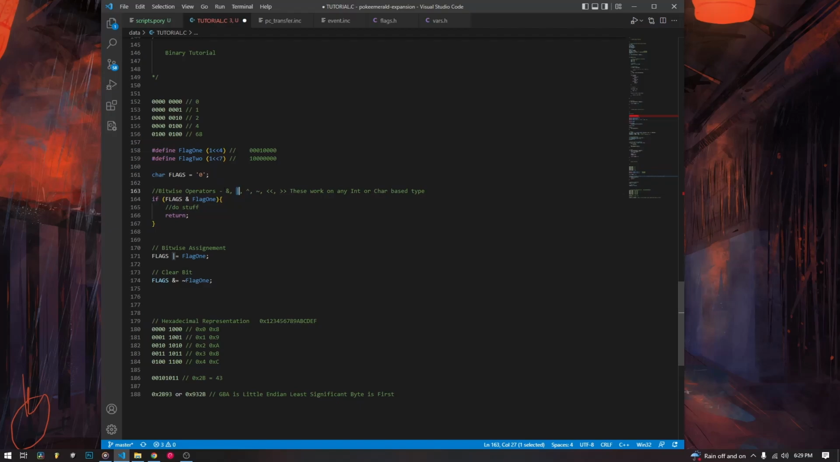Or would include the bit if it was a 1 and a 0 like this. So or would give us 68. Between 4 and 68, if we OR these together, we would get 68.